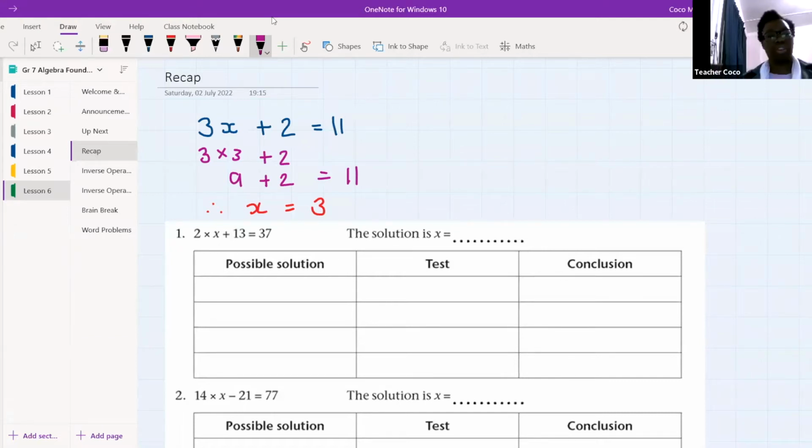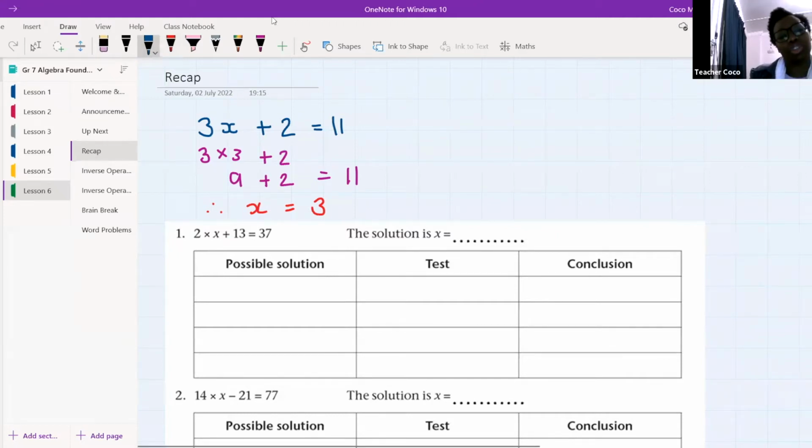But remember, guys, sometimes it's not so easy to spot that the number is going to be 3. So we're going to have to do it like trial and error kind of. We're going to look at this one that we have down here. Number 1 says 2 times X plus 13 is equal to 37. Now this one is quite difficult because I'm not sure what the number is. So we're going to try different numbers.